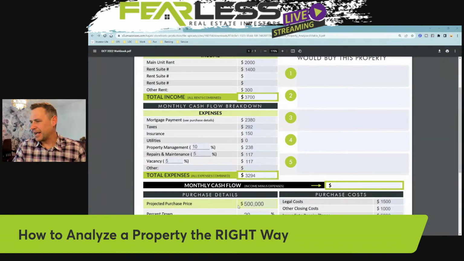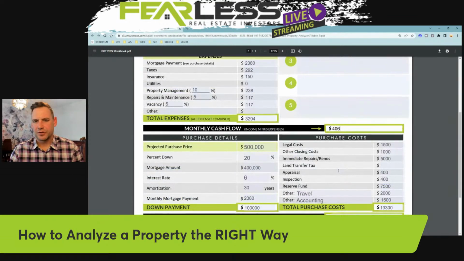Okay, so in this particular case, guys, does this property cash flow? Throw it in the chat and let me know what you think. Does this property cash flow, and if so, how much does it cash flow by? Well, we're at $3,700 in income and $3,294 in expenses. So what are we at? We're at $406 for our cash flow.